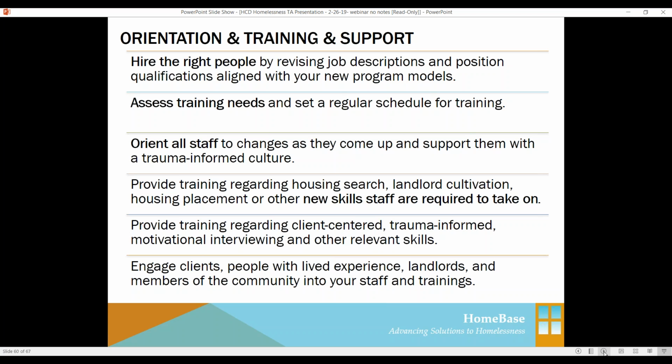And again, thinking about the members of your team and how they're engaging with clients, how they're provided training regarding their client-centered trauma-informed skills, and also supporting them on their journey in terms of helping other people deal with the housing crisis.